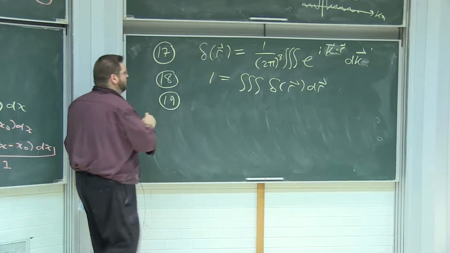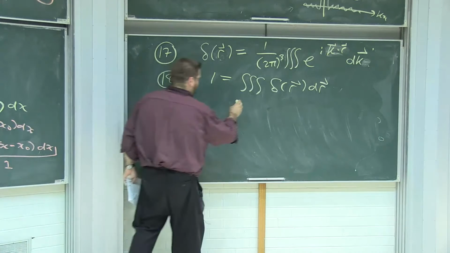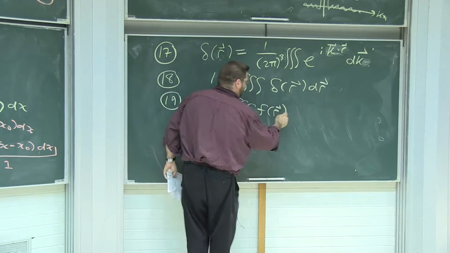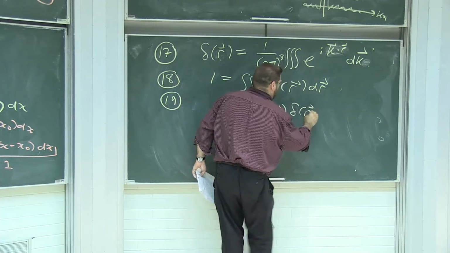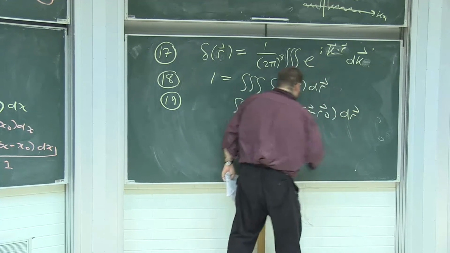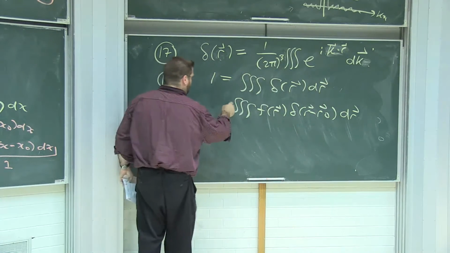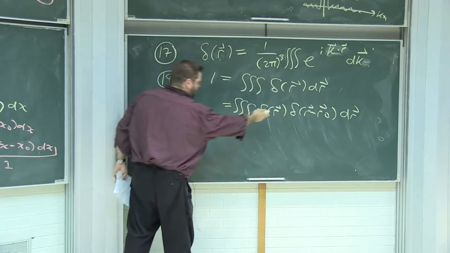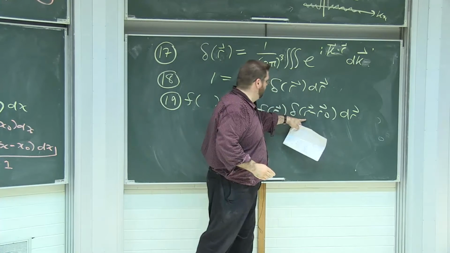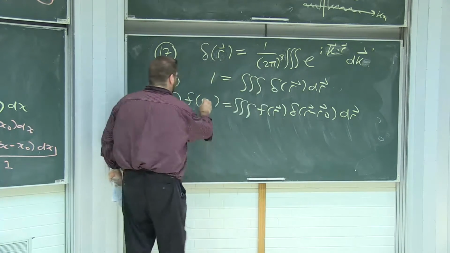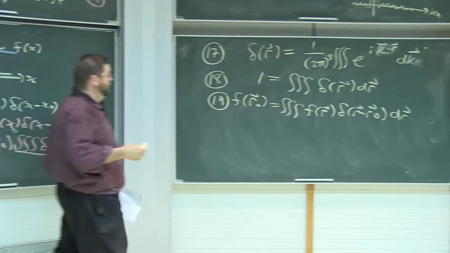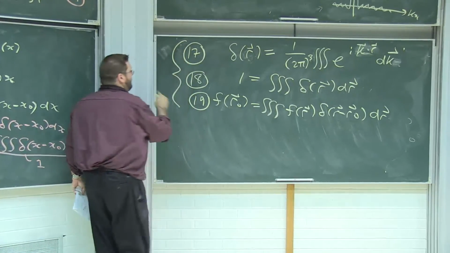And the third and final element of the toolkit is the sifting property of the Dirac delta. Any integral involving the Dirac delta is trivial. Throw away the integral, throw away the Dirac delta. What are you left with? F of something. What is that something? Set the argument to 0, so r equals r0. So these are the 3-dimensional versions that we need for our course.